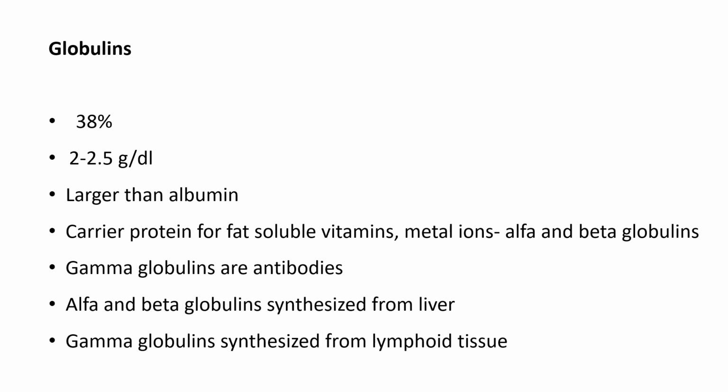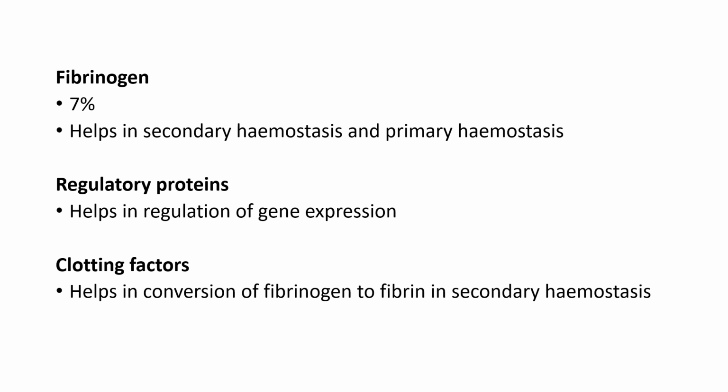Alpha and beta globulins are synthesized from the liver. Gamma globulins are synthesized from the lymphoid tissues. Another important plasma protein is fibrinogen. Fibrinogen constitutes 7% of plasma proteins. It helps in secondary hemostasis as well as primary hemostasis. Other important proteins in serum are regulatory proteins, which help in the regulation of gene expression, and clotting factors, which help in the conversion of fibrinogen to fibrin in the secondary hemostasis.